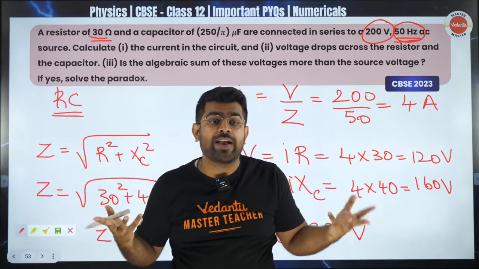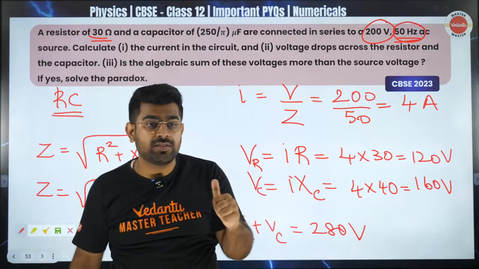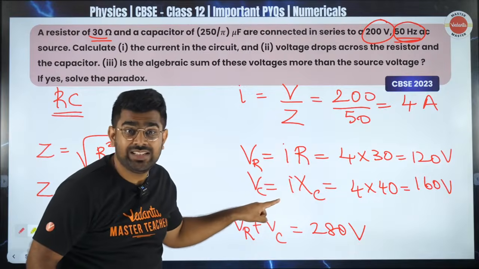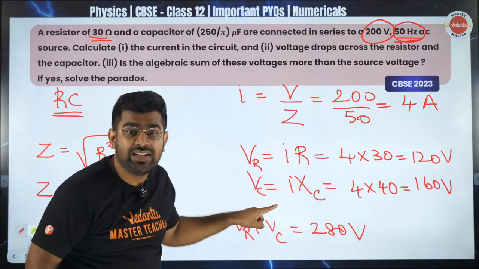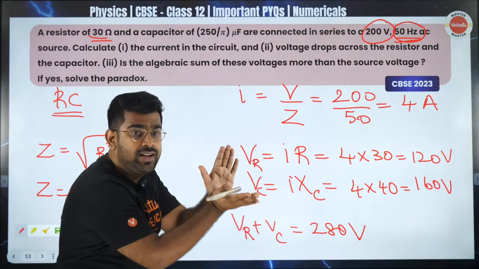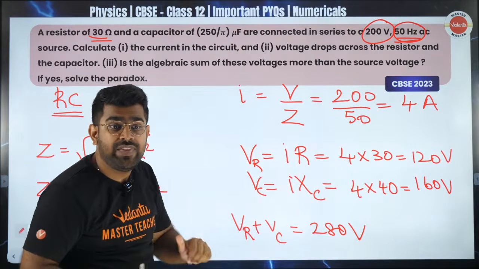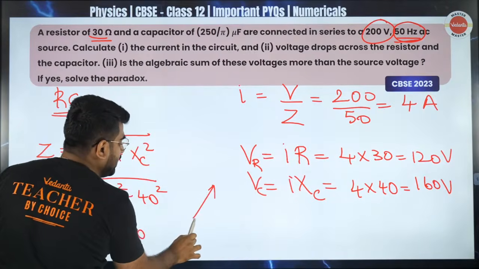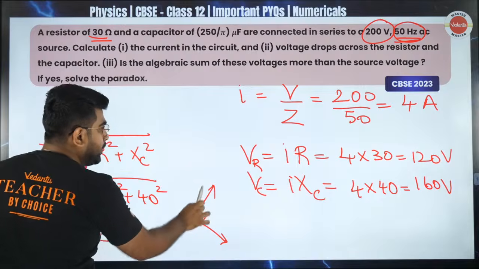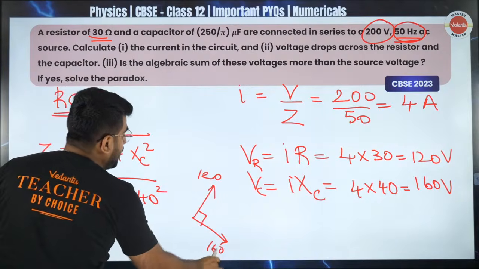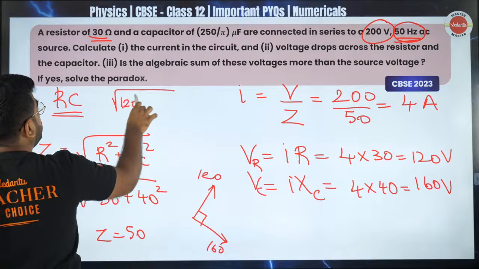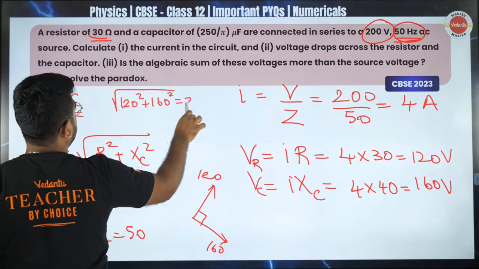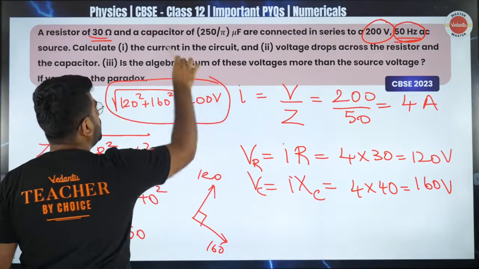What is the paradox? The paradox is they both are out of phase. They are 90 degrees away. The resistor voltage will be like this and the capacitive voltage will be like this. So now add 120 and 160 vectorially. Sir, 120 square plus 160 square gives correct, 200 comes, sir. Super, now you got it. So that is the paradox.